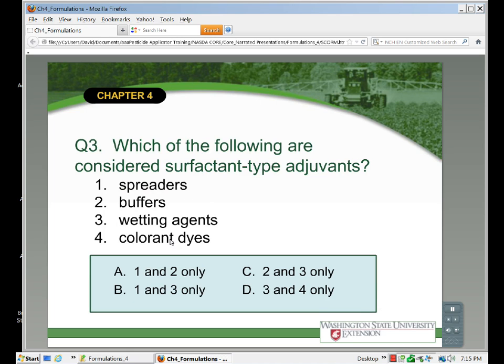Question 3. Which of the following are considered surfactant-type adjuvants? 1. Spreaders. 2. Buffers. 3. Wetting agents. 4. Colorant dyes. A. 1 and 2 only. B. 1 and 3 only. C. 2 and 3 only. D. 3 and 4 only. Answer: B. Spreader and wetting agents affect how sprays wet the surface of a plant and are both considered surfactants. Buffers and colorant dyes are additives or adjuvants, but don't have any surface action.